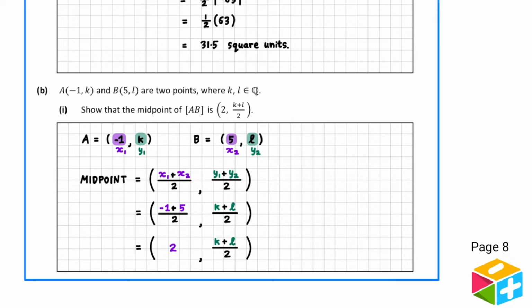The x-coordinate can be simplified here. Minus 1 plus 5 is 4, and when we divide this by 2, we get 2. So we found that the midpoint is 2, comma, k plus L over 2. These are precisely the coordinates we needed to obtain.